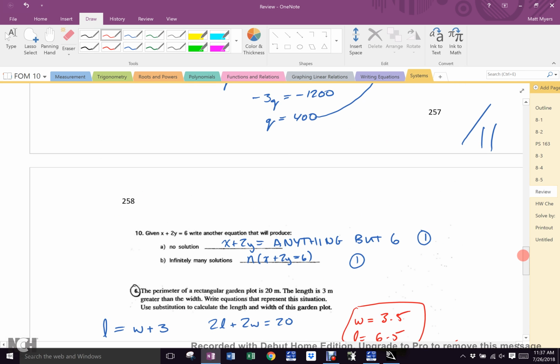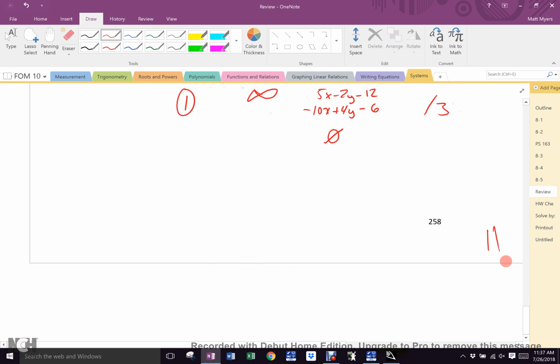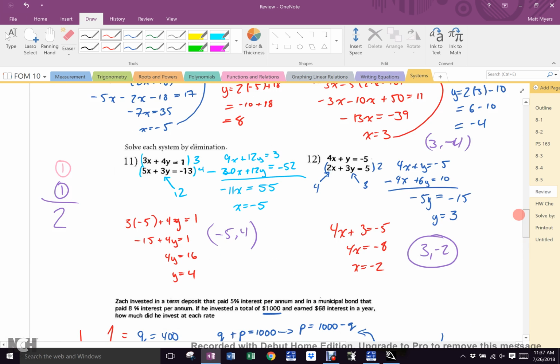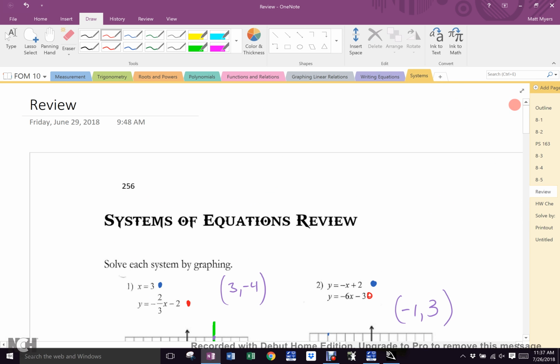3, 6, 9, 10, 11. 11 and 11 is 22 and 4 is 26.